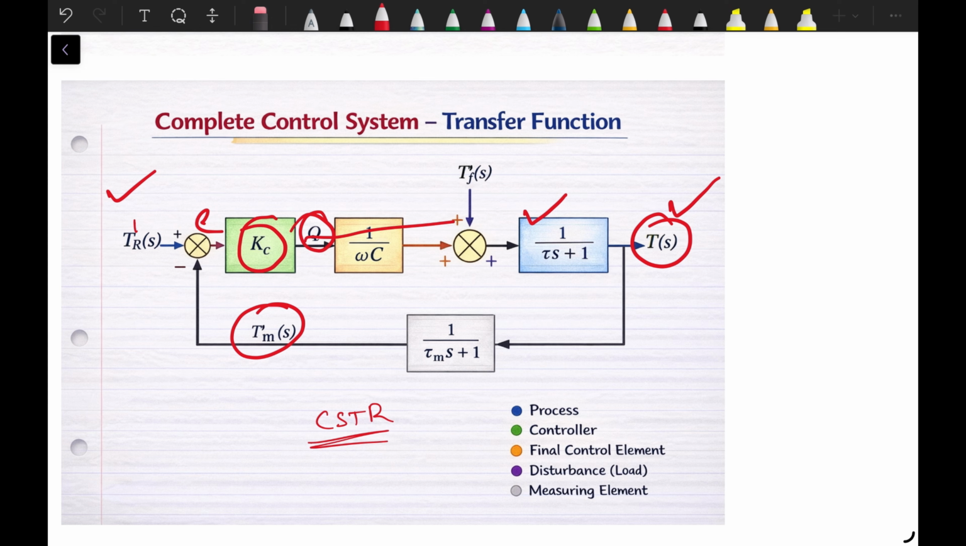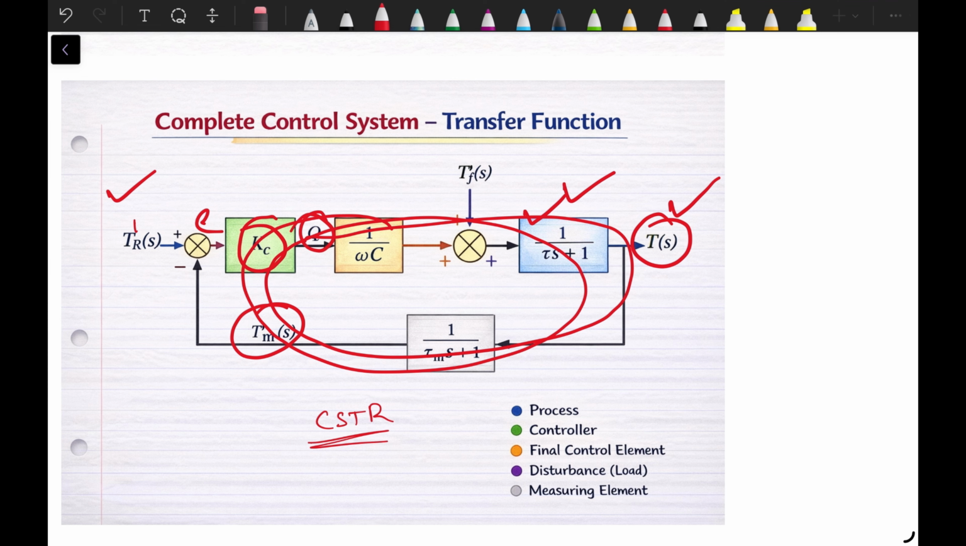So this cycle continues until the error becomes zero, when the measured process temperature reaches our desired set point. So this block diagram represents the complete closed loop control system of a heating process. That's called a CSTR. Okay.